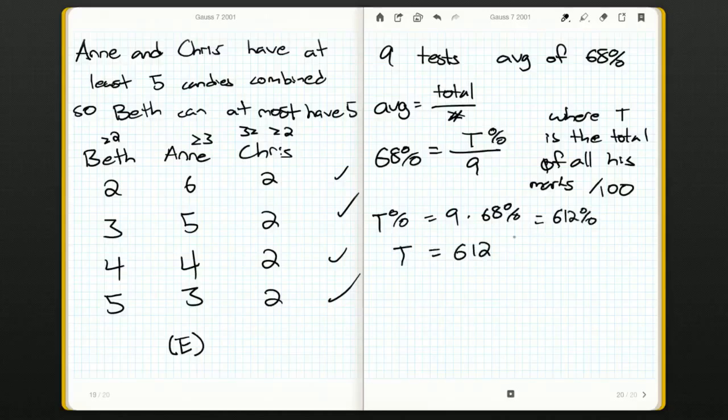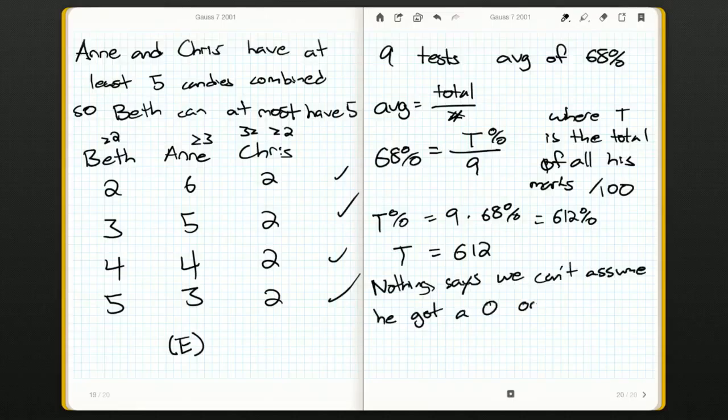Alright. Now, we're not told anything. We're not told his lowest mark is above 70 or something like that. We're just told he drops his lowest mark, and we ignore that. So nothing says that we can't assume he got a 0 on one test. So his new average, well, we would take the total and we would subtract off the marks he got on the test we're omitting. But that's 0.